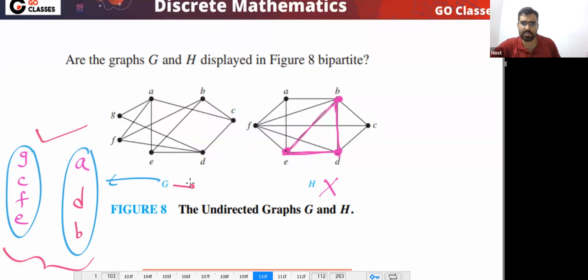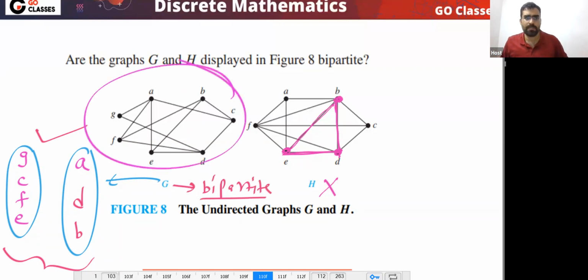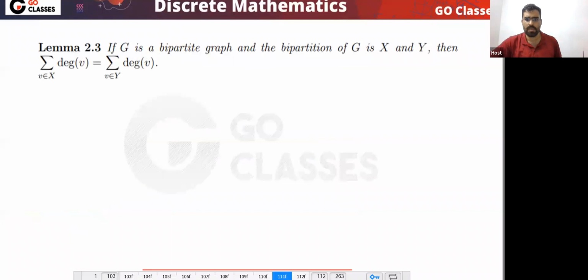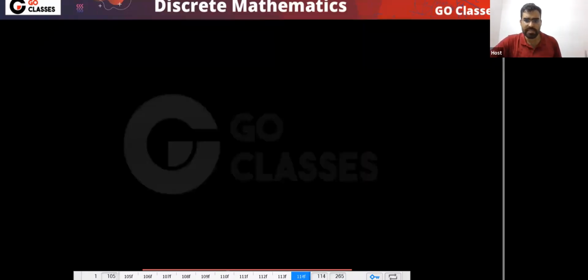So this graph G is actually bipartite. Okay. So remember, for this question, the best method is actually this. This is the actual best method for this question. Okay, and let's see this one. Tell me one thing, very interesting.